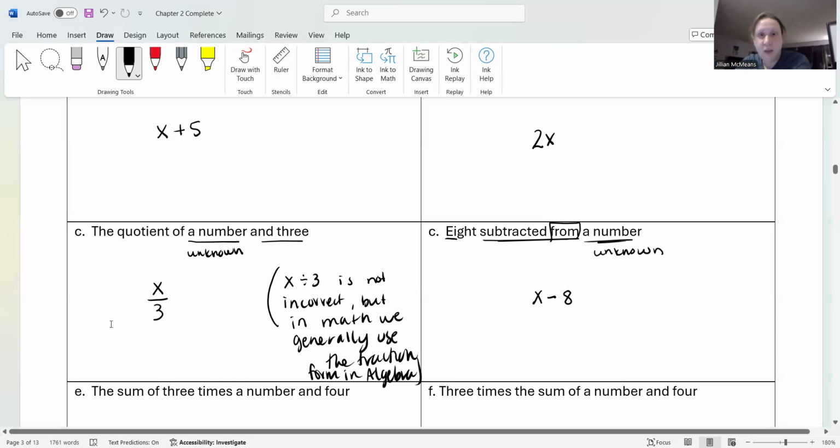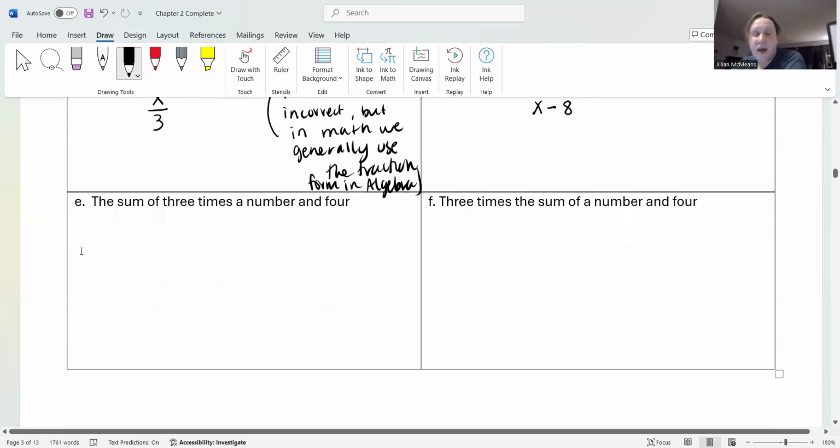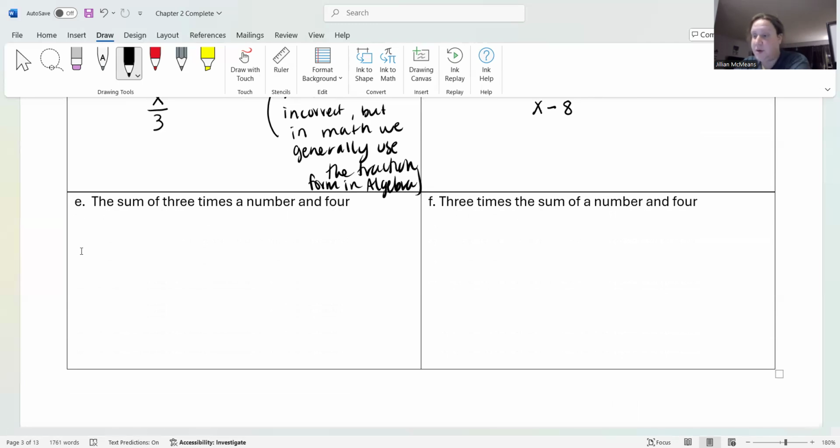Okay, now let's look at part E. So for part E, we have the sum of 3 times a number and 4. So we've got a couple of things going on. First of all, we have a sum. We have 3 times, and then we have some unknown number. This is our unknown, and 4. Okay? So a lot's going on here.